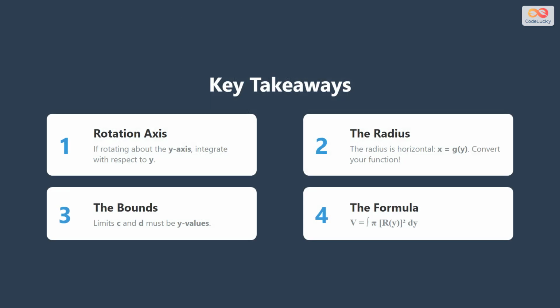To summarize, when rotating about the y-axis, always integrate with respect to y. Convert your function to x equals g of y. Ensure your bounds are y values. And finally, use the formula: integral of pi times radius squared dy.